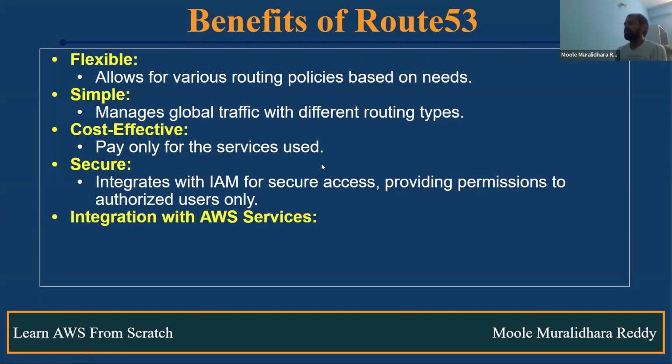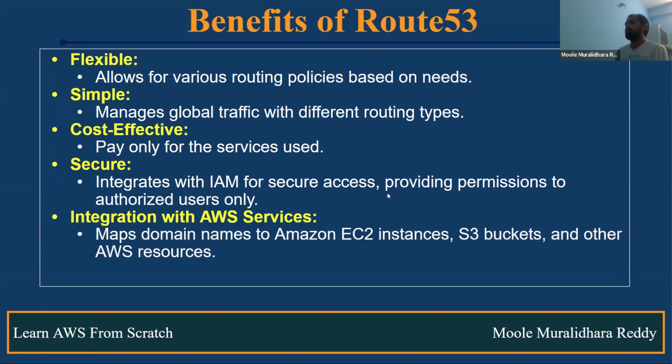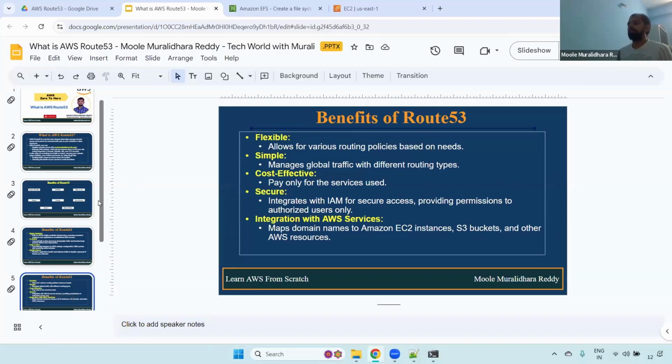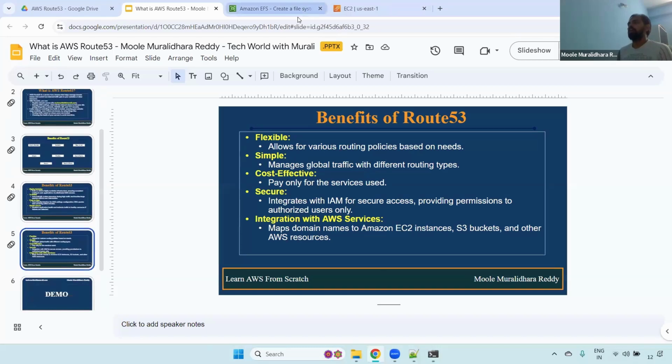In this particular Route 53, we can create a hosted zone, and with that hosted zone you can map domain names to EC2, S3 bucket, load balancer, either application load balancer or network load balancer, and also Cloudflare. There are multiple services we can integrate and map with Route 53. These are the major benefits.